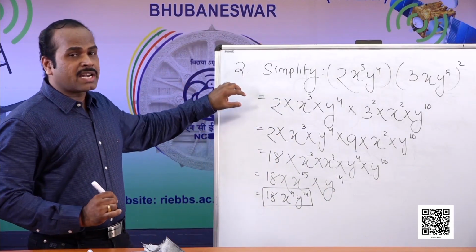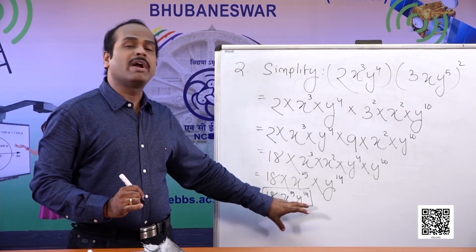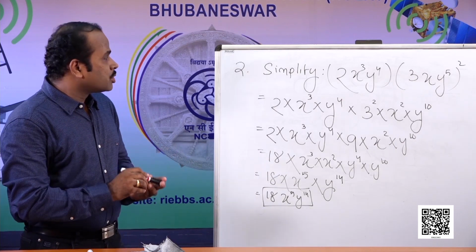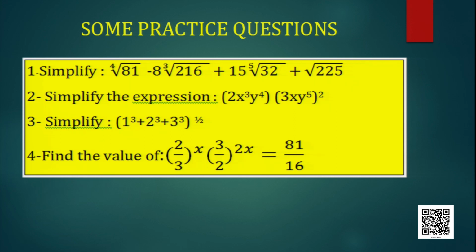Okay, I have started with this expression and I reached 18 into x to the power 5 into y to the power 14. So this is another example. Let us go for one more example. Applying the same laws of exponents to different examples, we'll find how different examples will be useful for different questions. Okay, so let us simplify one more example. It is 1 to the power 3 plus 2 to the power 3 plus 3 to the power 3, and whole to the power 1 by 2.